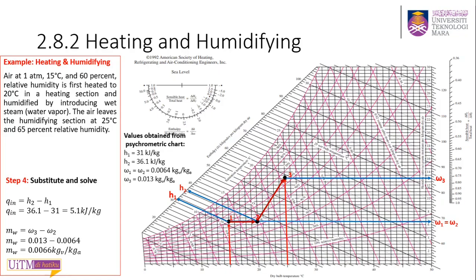And as you can see, for amount of heat added, Q in equals 5.1 kilojoules per kg. And for the amount of water vapor added, m.w equals 0.0066 kg vapor per kilogram dry air.